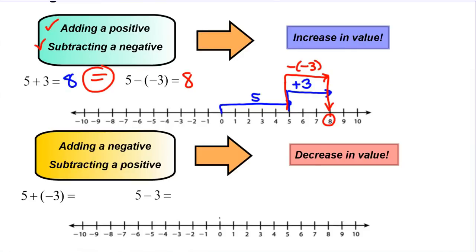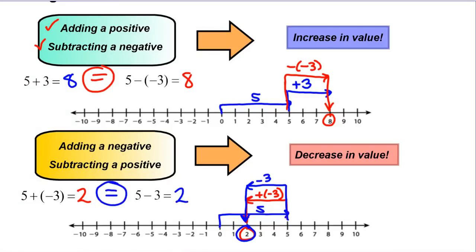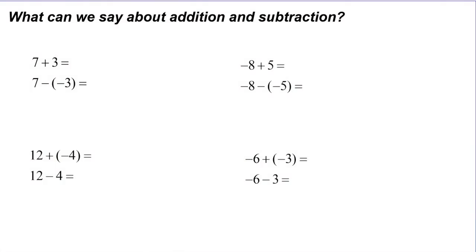5 plus negative 3, if I start at 5 and add a negative 3, adding a negative will decrease the value, plus negative 3, that puts me at 2. And then 5 minus 3, if I go to 5 and then I just take 3 away, again, that puts me at 2. These are equivalent. These are identical things. So that is the major point that we want to make in this lesson: addition and subtraction are very much related.